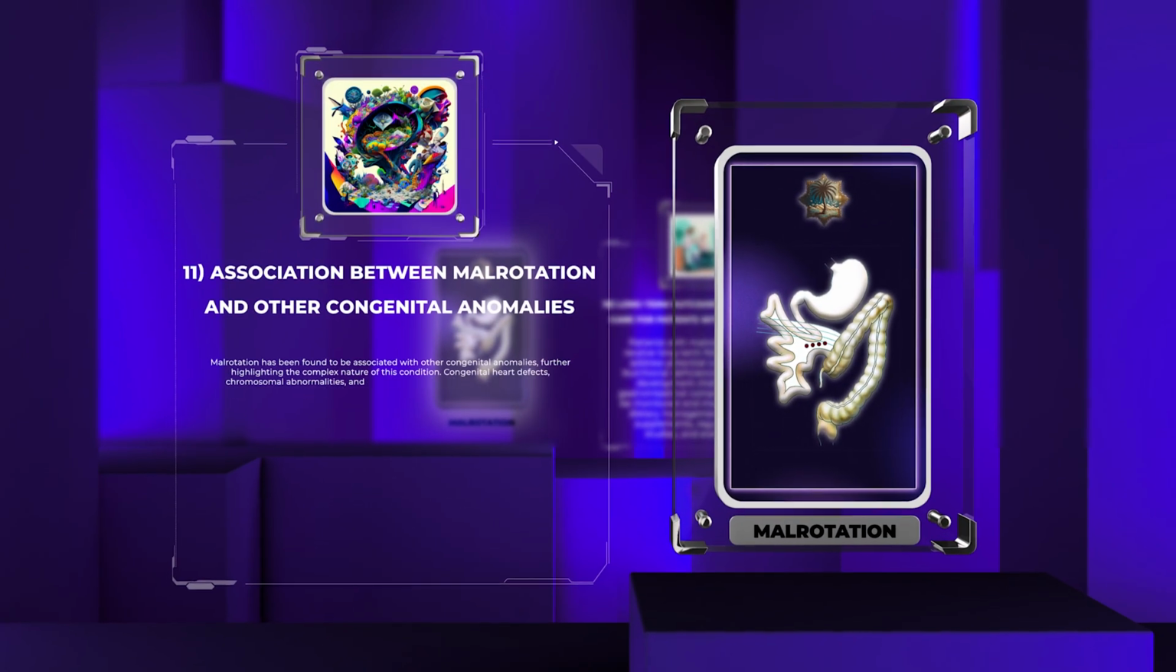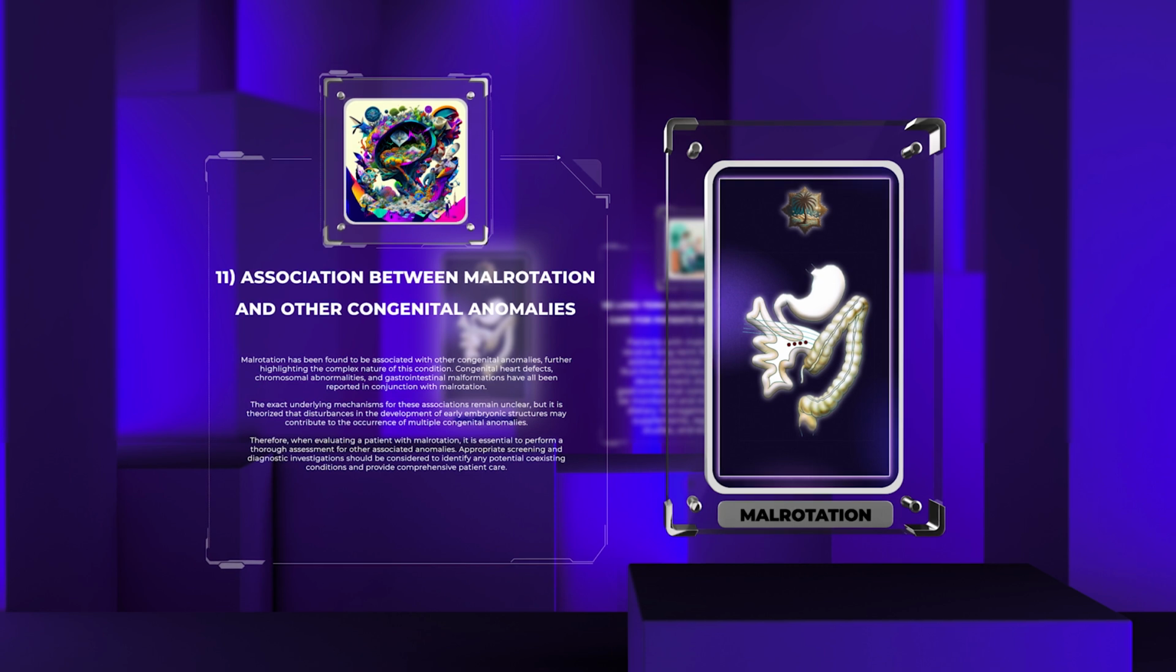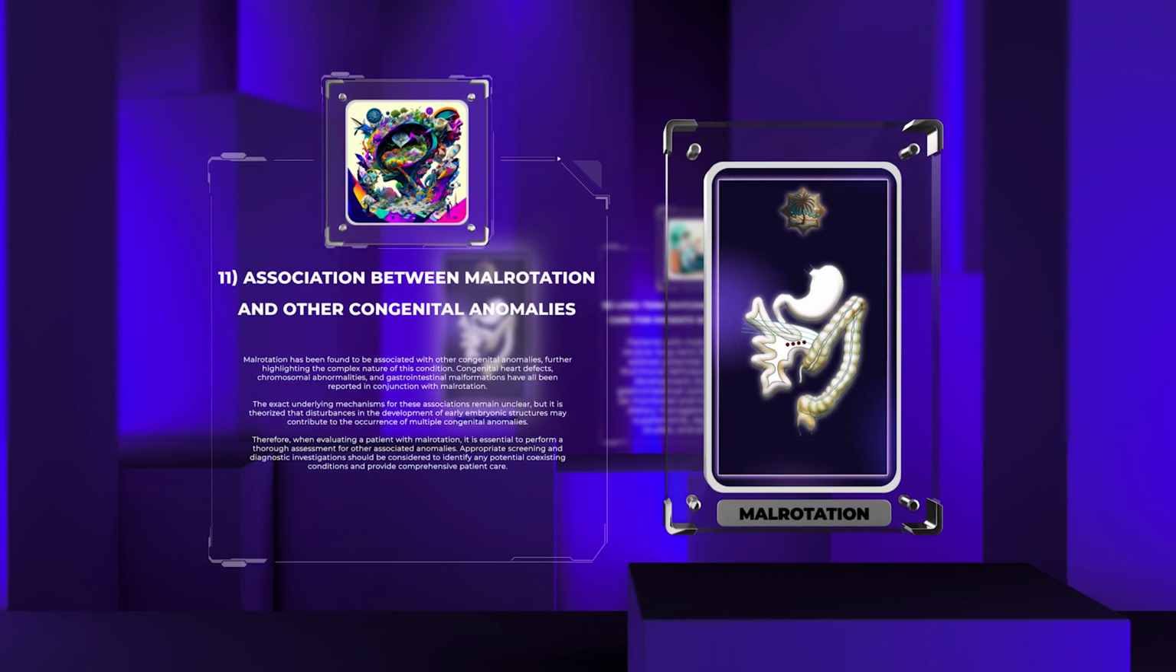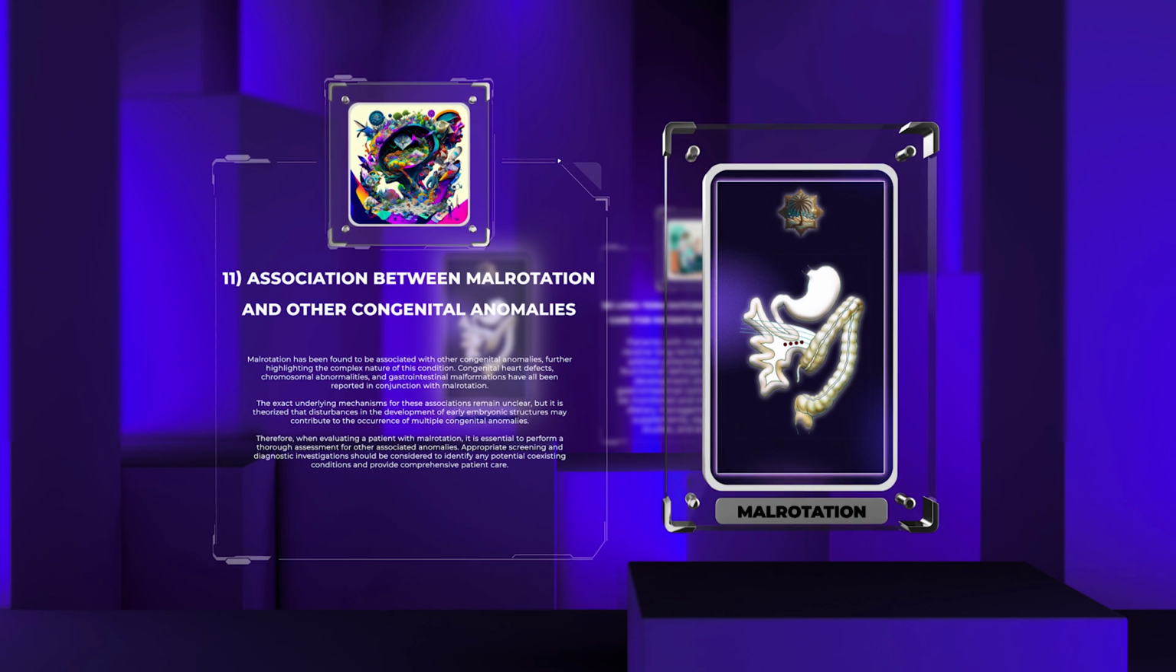Malrotation has been found to be associated with other congenital anomalies, further highlighting the complex nature of this condition. Congenital heart defects, chromosomal abnormalities, and gastrointestinal malformations have all been reported in conjunction with malrotation. The exact underlying mechanisms for these associations remain unclear, but it is theorized that disturbances in the development of early embryonic structures may contribute to the occurrence of multiple congenital anomalies.